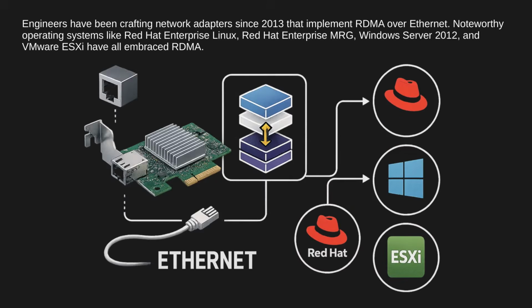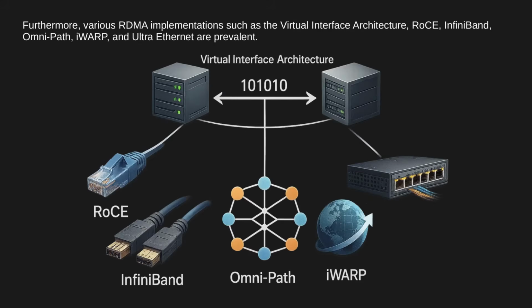Engineers have been crafting network adapters since 2013 that implement RDMA over Ethernet. Noteworthy operating systems like Red Hat Enterprise Linux, Red Hat Enterprise MRG, Windows Server 2012, and VMware ESXi have all embraced RDMA. Furthermore, various RDMA implementations such as the Virtual Interface Architecture, RoCE, InfiniBand, OmniPath, iWARP, and Ultra Ethernet are prevalent.